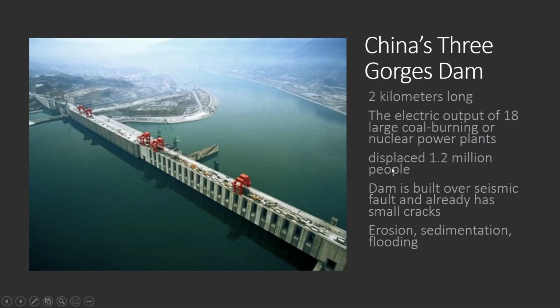Another case study we're going to look at is China's Three Gorges Dam. The dam itself is actually 2 kilometers long, and it is able to produce the amount of electricity as 18 large coal-burning or nuclear power plants.